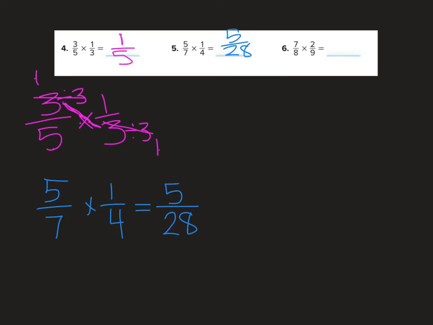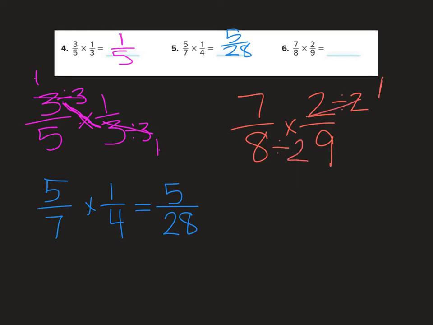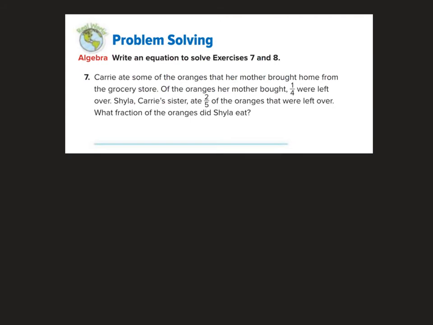Okay, and lastly here, 7/8 times 2/9. I notice 2 and 8 I can simplify. Divide by 2, divide by 2. So I would get 1. 8 divided by 2 is 4. 7 times 1 is 7. 4 times 9 is 36. 7/36.